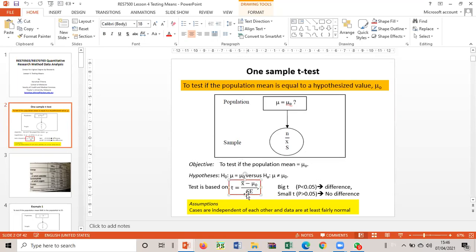In this formula, what is the numerator? Mean minus the hypothesized value. In layman's terms, what is this value? Forget about the bottom. Observed versus tested, right? X bar is what you observe from the sample. Mu naught, what are you testing?